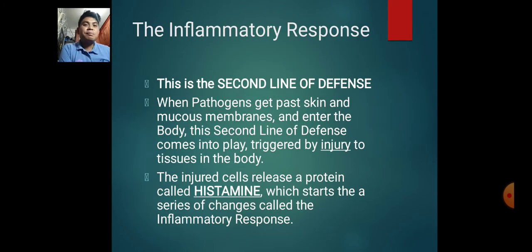The inflammatory response: this is the second line of defense. When pathogens get past the skin and mucous membranes and enter the body, the second line of defense comes into play, triggered by injury to tissue in the body. The injured cells release a protein called histamine. Remember the histamine, which starts the series of changes called the inflammatory response.